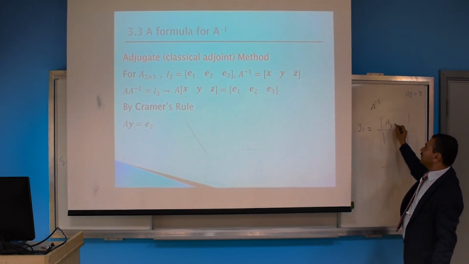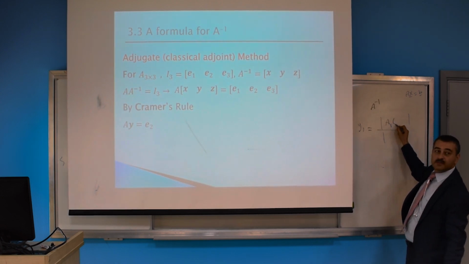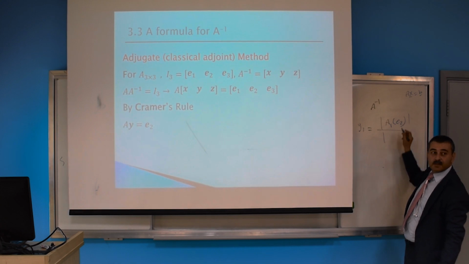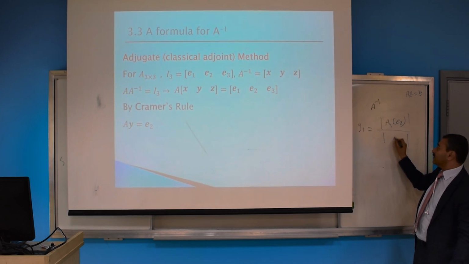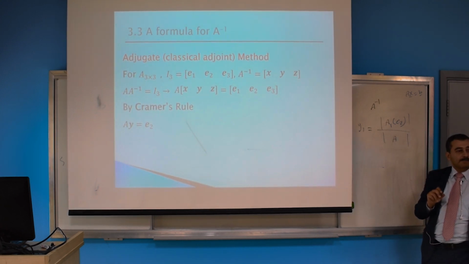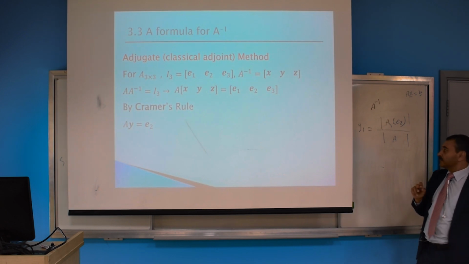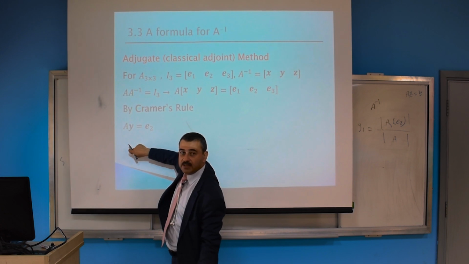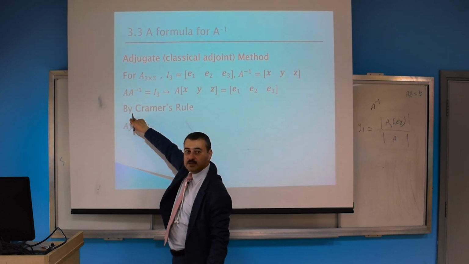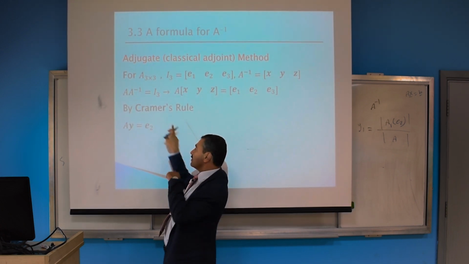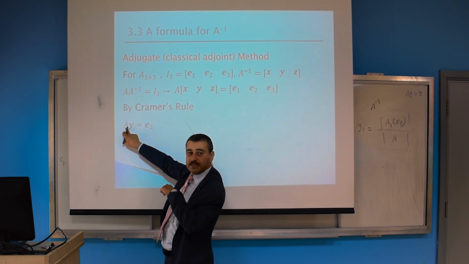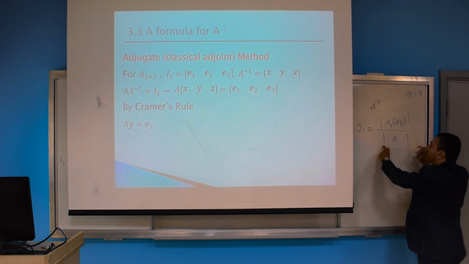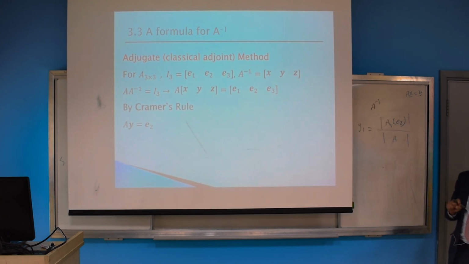A1 of E2, which is the right hand side, over determinant of A. Right? Don't forget y is y1, y2, y3, and I'm getting the first one. The first one, so replace the first column in A with the right hand side and take the determinant of this guy divided by determinant of A.